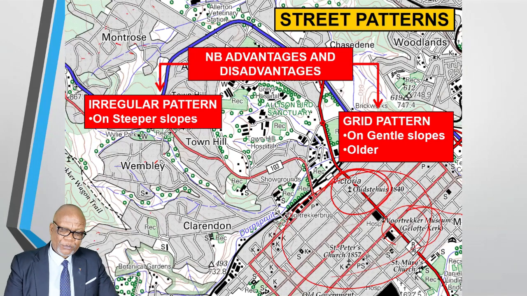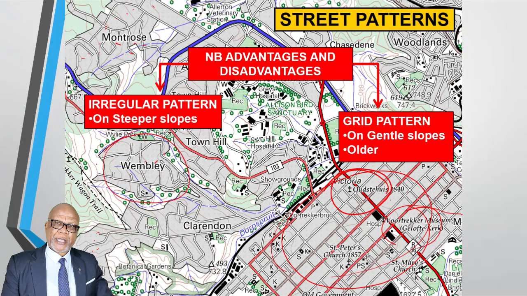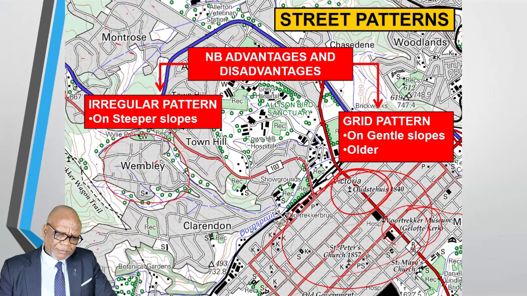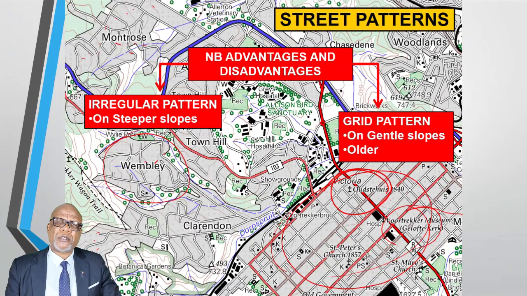So this is the gray area. The gray area on the map is indicating urban settlements or urban development. The gray area on the topographical map indicates urban developments. Those developments can be towns, they can be residential areas.